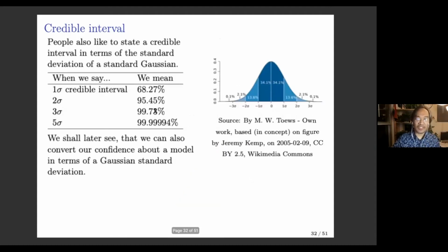Now, if the probability is Gaussian, people like to also create credible intervals in terms of the standard deviation. If you say a 1 sigma credible interval, like between here and here, you can say that the value has a 68% chance to lie in that range. If you want to be wider, like here, 3 sigma, then you say I have 99.73% of finding x in this range. Of course, you can also go wider, like 5 sigma, and later we shall see we can also transform our confidence in terms of this Gaussian standard deviation.